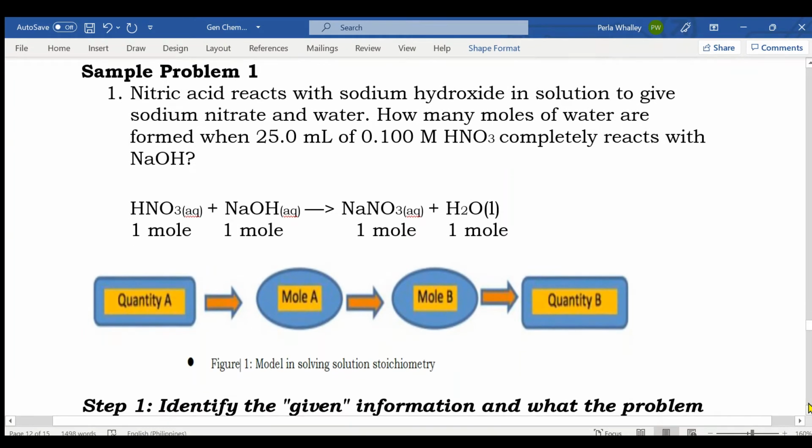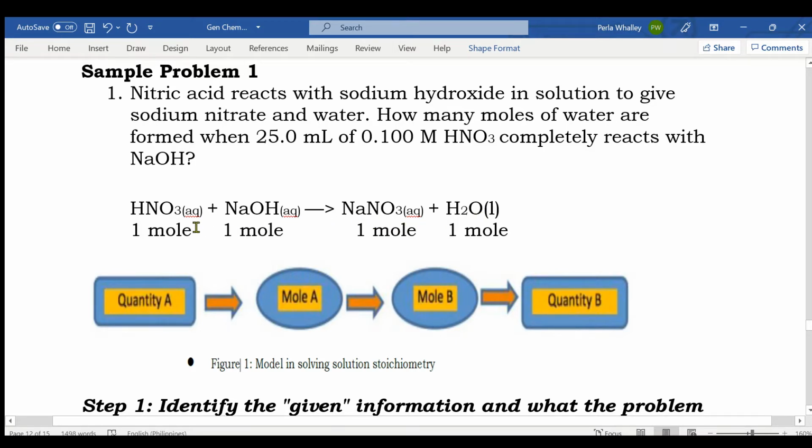Sample problem number 1. Nitric acid reacts with sodium hydroxide in solution to give sodium nitrate and water. How many moles of water are formed when 25.0 mL of 0.100 M HNO3 completely reacts with sodium hydroxide? Here is the equation. Nitric acid plus sodium hydroxide forms sodium nitrate plus water.